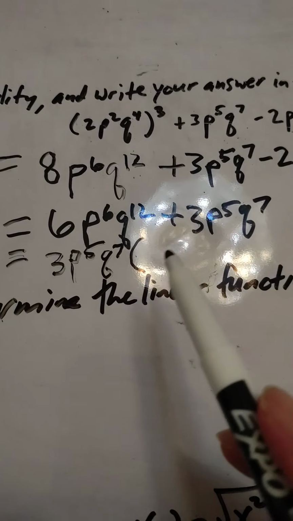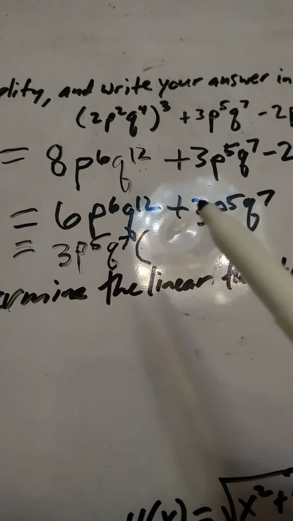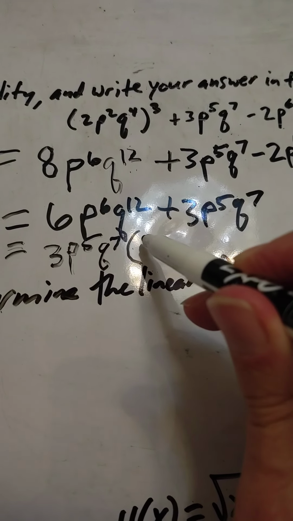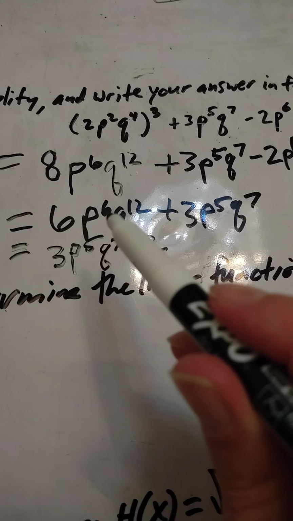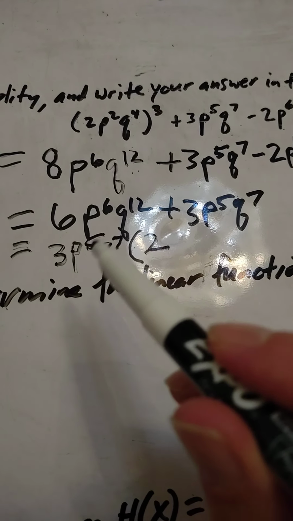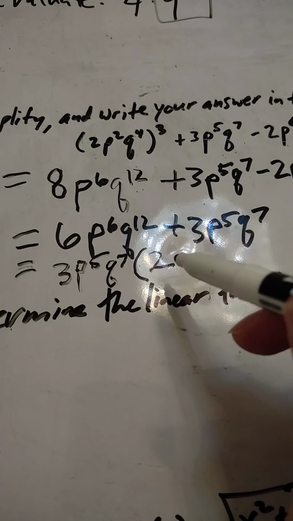Times, so use parentheses, and then to get your next factor, you see what's missing for the first term and then the second term. So I pulled out a 3, so I'm missing a 2, because 3 times 2 is 6 for the first term. So I'm going to write a 2. And then p to the fifth I pulled out, but I need p to the sixth. So we're just 1 away, just 1 p away. So just write a p.